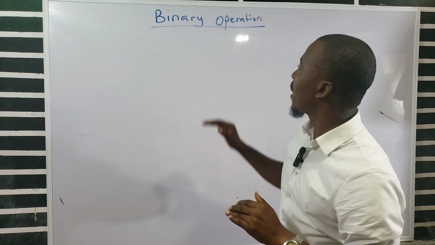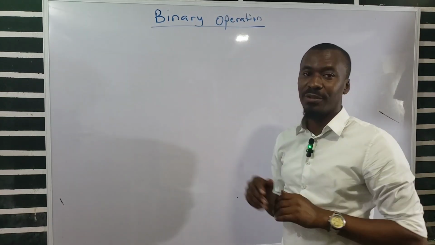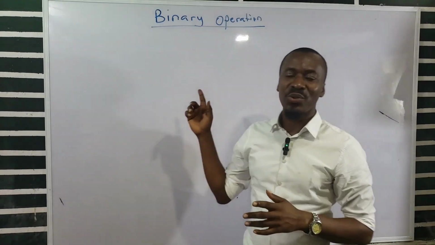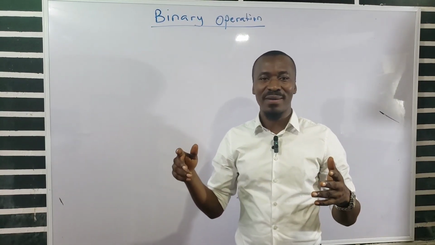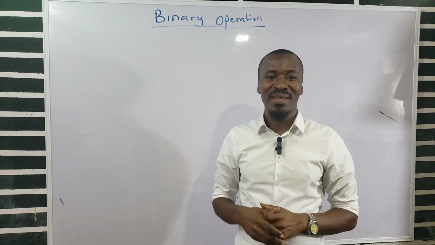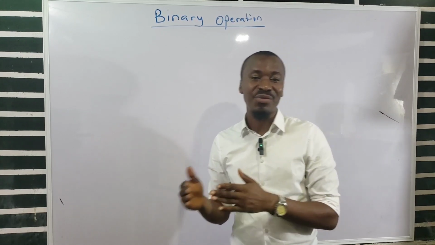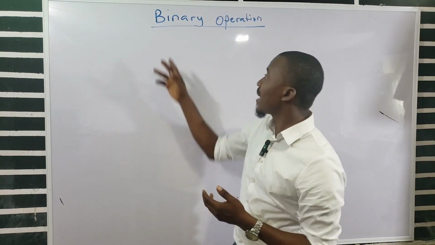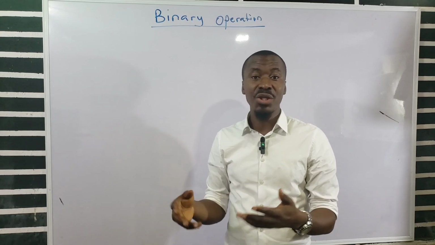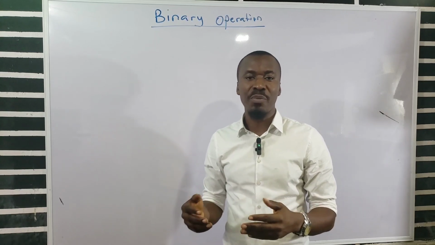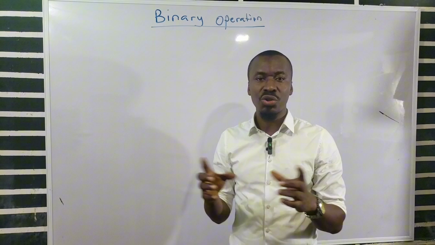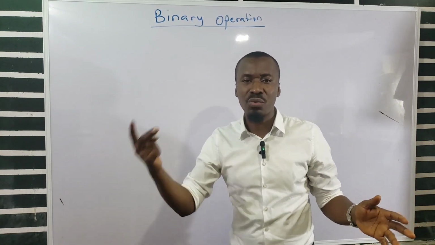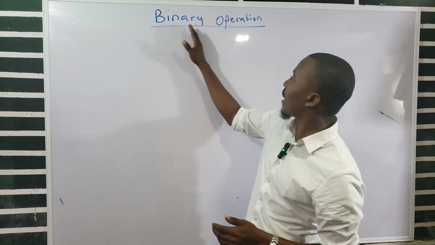In today's class, we are going to look at binary operation. Whenever I introduce this topic to my students, they always think it has something to do with binary numbers. No, the word binary means that something is in twos. So binary operation means carrying out an operation in twos. Even if I have three operations, I will keep taking them two, two, two. That's what we are going to see here.